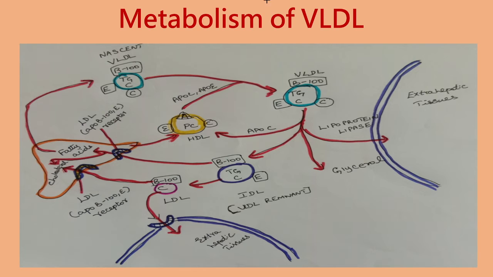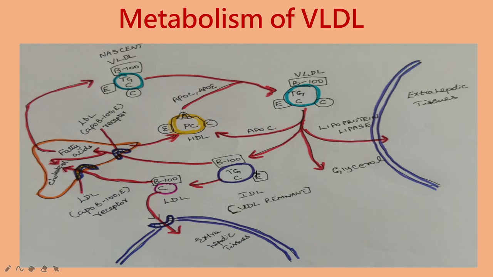So VLDL is the richest source of TG and cholesterol, with apoprotein B100, apoprotein E, and apoprotein C. After the action of lipoprotein lipase, it will be converted into glycerol and free fatty acids. So most of the TG will be converted into free fatty acids. Now it will be left in the form of IDL, intermediate density lipoprotein, or VLDL remnants, which will lack apoprotein C. It will have only apoprotein B100 and apoprotein E.